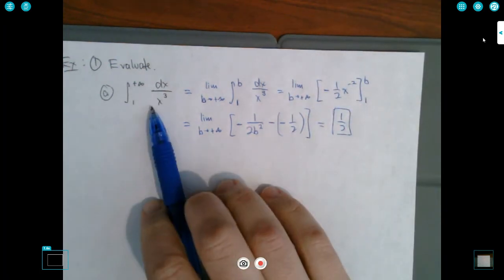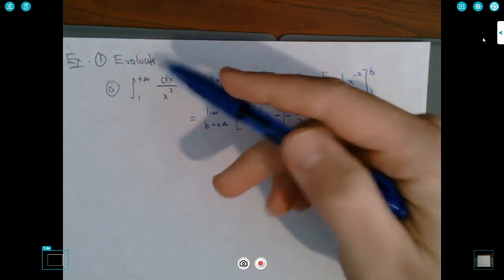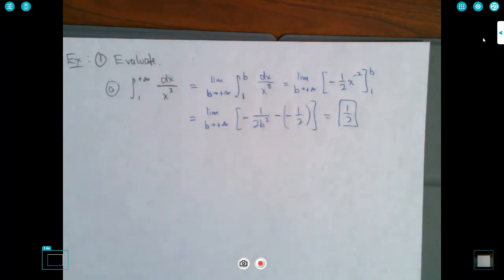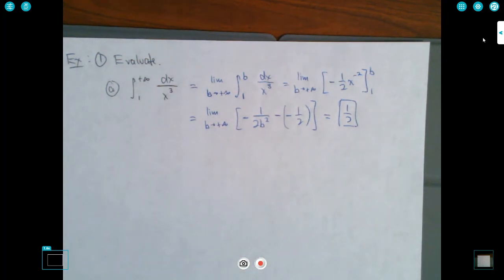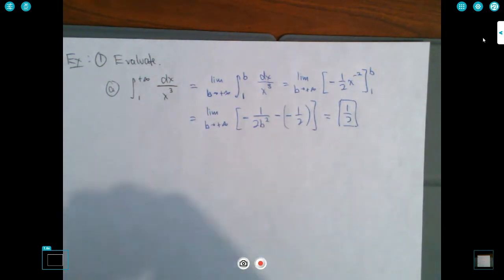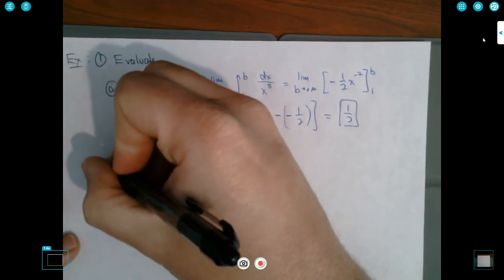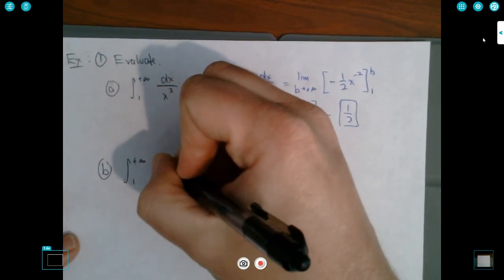Okay, so this integral converges to 1/2, which is, again, kind of interesting. You've got this infinite interval over which you're integrating, and yet you end up with a finite value for that area. Let's look at another one, pretty similar to that one. Let's do the integral from 1 to positive infinity of dx over x.